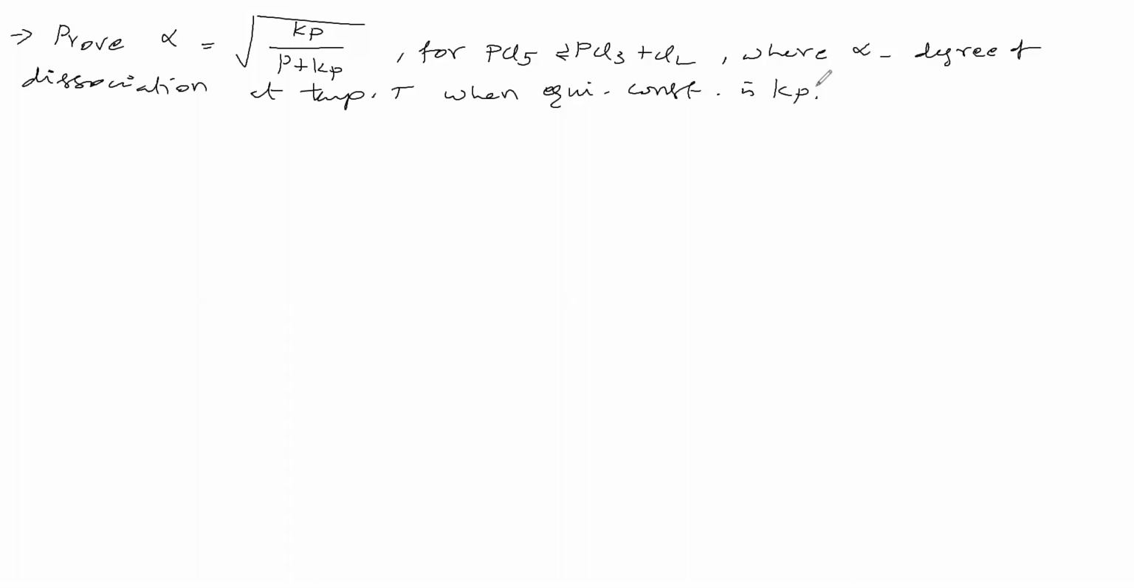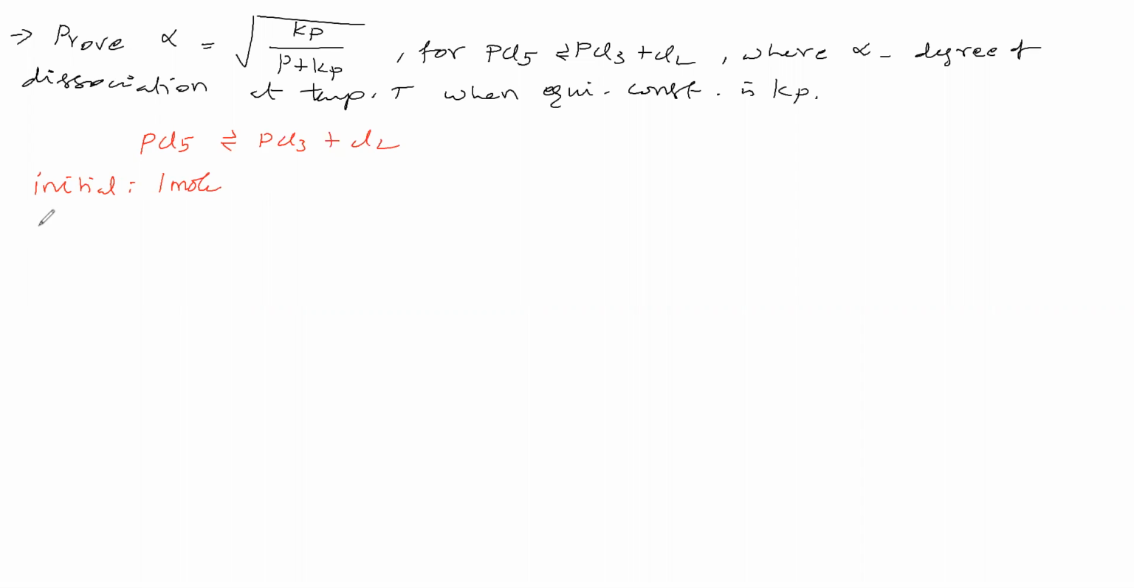Okay. So how to prove this one, we will see. Now we will take the given equation. The given equation is a dissociation of PCl5. PCl5 dissociates to give PCl3 plus Cl2. Now they are asking alpha, the degree of dissociation of PCl5. Therefore we will take initially 1 mole of PCl5. If we take 1 mole, dissociated is alpha.